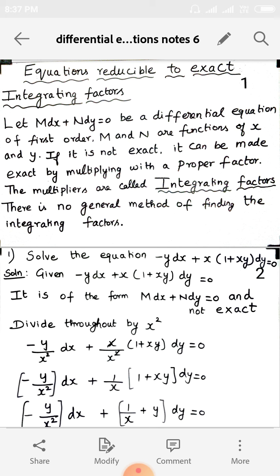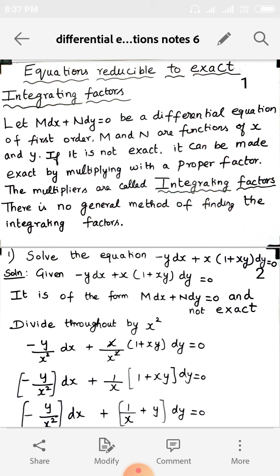Dear students, last class we saw the exact equation. An equation of the form M dx plus N dy, where M and N are functions of x and y, is said to be exact if ∂M/∂y is equal to ∂N/∂x. If the equation is exact, we have to satisfy the condition ∂M/∂y equals ∂N/∂x.